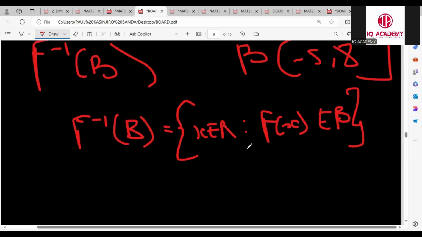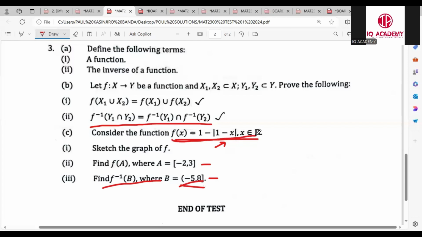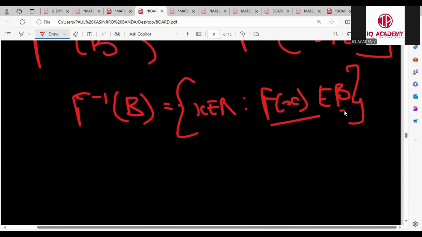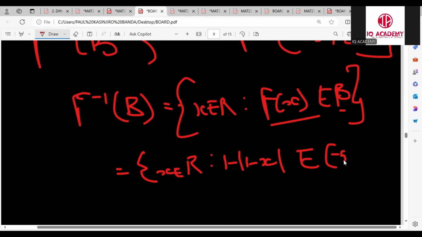Okay, so this is the definition that you have, meaning that we can actually put in the values here. So what was the function that we had? What was our f of x? Okay, our f of x was this function here. So we can actually substitute them into that formula. You can even substitute the interval b there. So x is a member of the real numbers, such that where there's f of x, I put my function. So I will say 1 minus the modulus of 1 minus x. And then we are saying this should be a member of the interval from minus 5 all the way to 8 that is included.